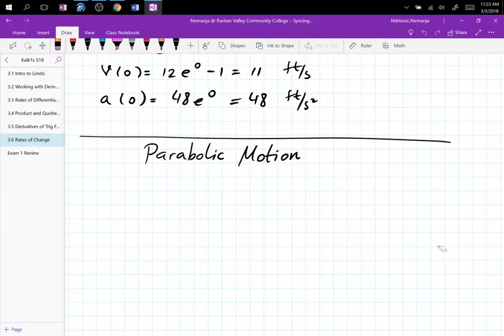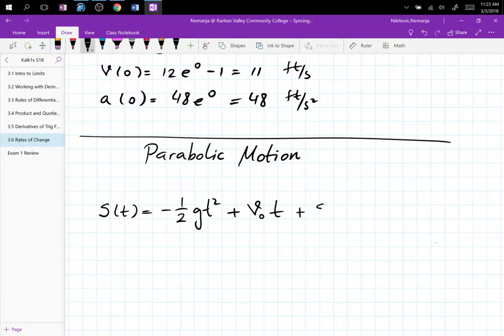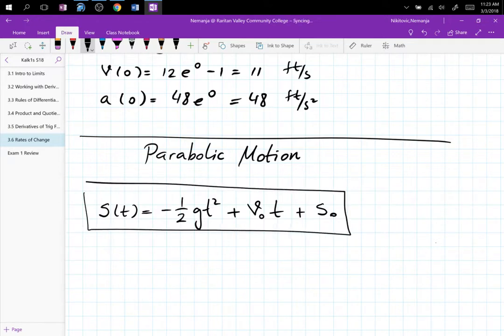So what is the formula? We don't have the method to discover this formula yet, but you are going to learn the method to discover and develop this formula in calculus class. So I'm just going to give you that s of t is negative 1/2 g t squared plus v0 t plus s0. So this is the equation, this is the position function for parabolic motion.